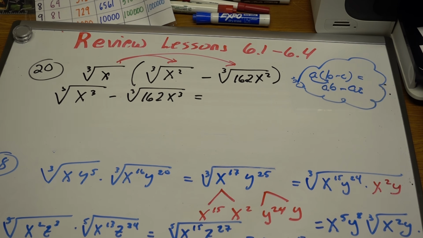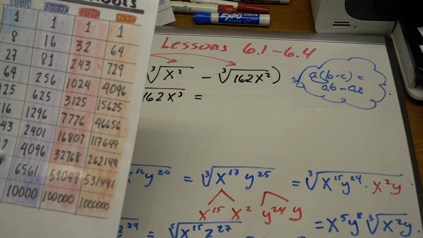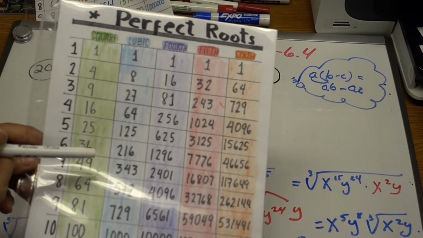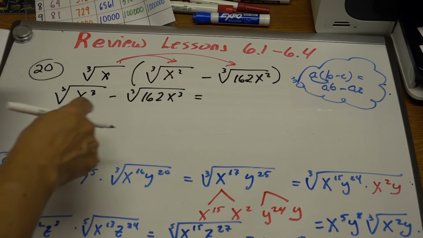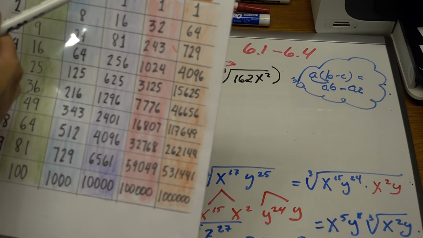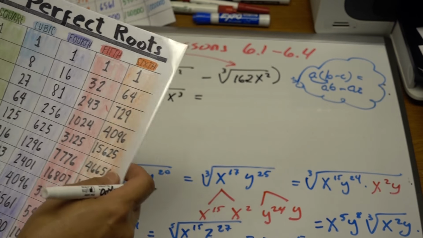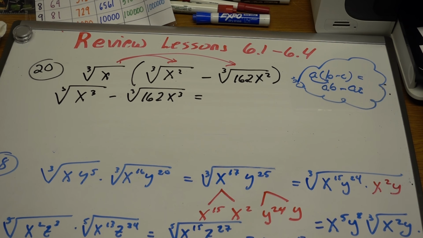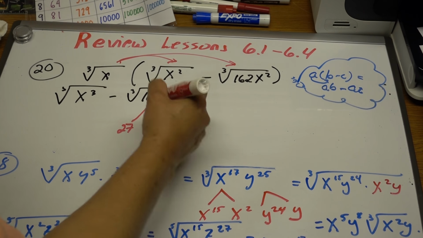If we look for 162 inside the cube root, it is not here. This is 125, and then the next one is 216. So it's not perfect. But we need to break down 162 into two factors, so one of them has a perfect cube root. After you divide 162 by each one of these, you're going to find out that 162 is 27 times 6.